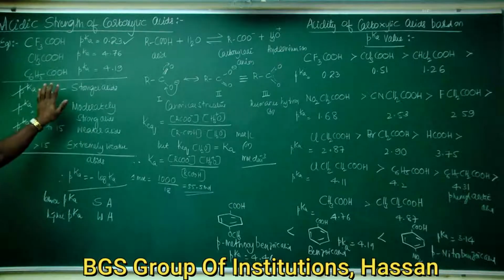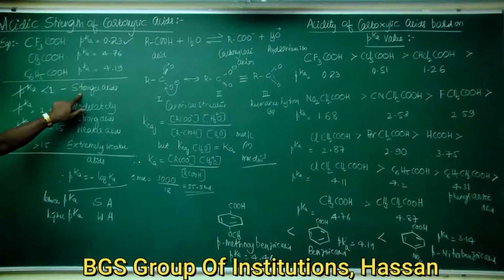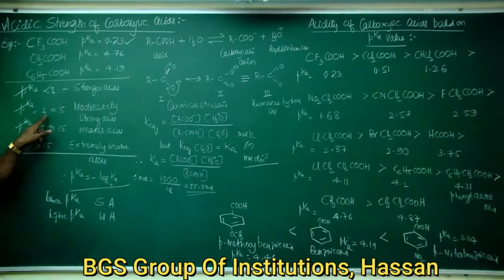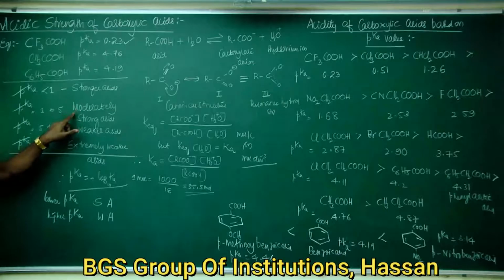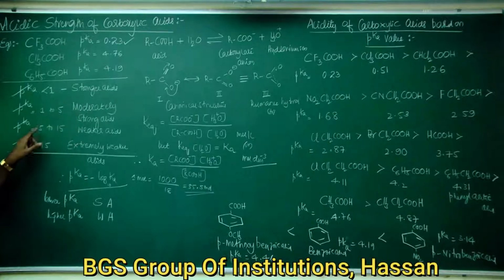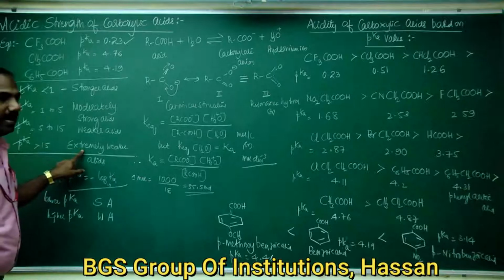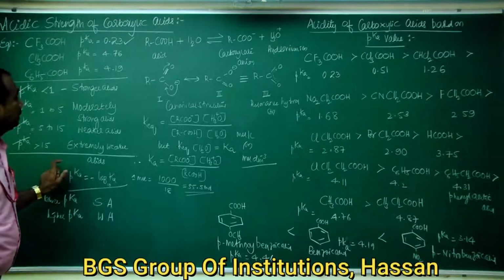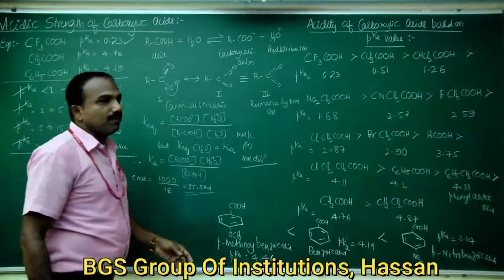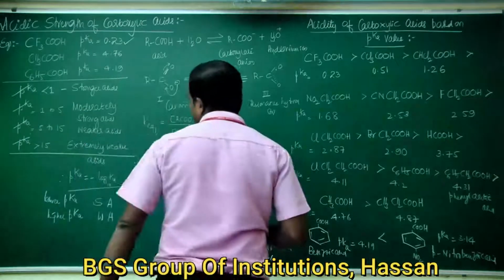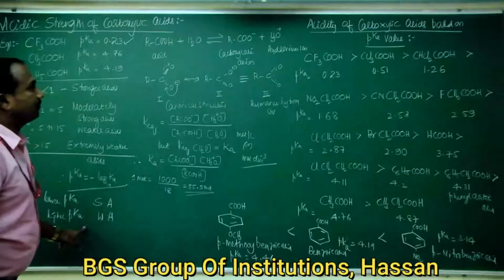If the pKa value is less than 1, the acid is a stronger acid. If it lies between 1 to 5, it is a moderately strong acid. If it lies between 5 to 15, it is purely a weaker acid. If it is greater than 15, it is an extremely weak acid. So the acidic strength of carboxylic acids mainly depends upon the pKa value.